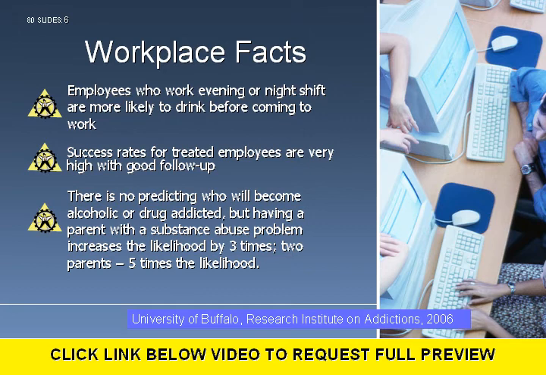There is no predicting who will become alcoholic or drug addicted, but having a parent with a substance abuse problem increases the likelihood by 3 times. 2 parents is 5 times the likelihood. Believing your risk for addiction is lower because your parents never drank or were teetotalers is based upon the mistaken belief that addiction is learned. If a family history of alcohol addictions or problems exist, one's personal risk is increased.